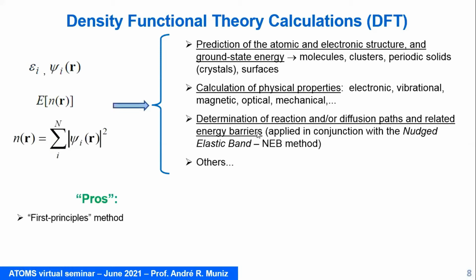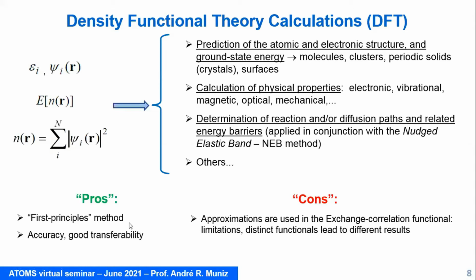These methods are considered first principles methods because they don't require empirical parameters for studying a system. That's not completely true, but that's what we usually say. And these methods have a good accuracy and a good transferability. We can study a variety of systems with the same setup.